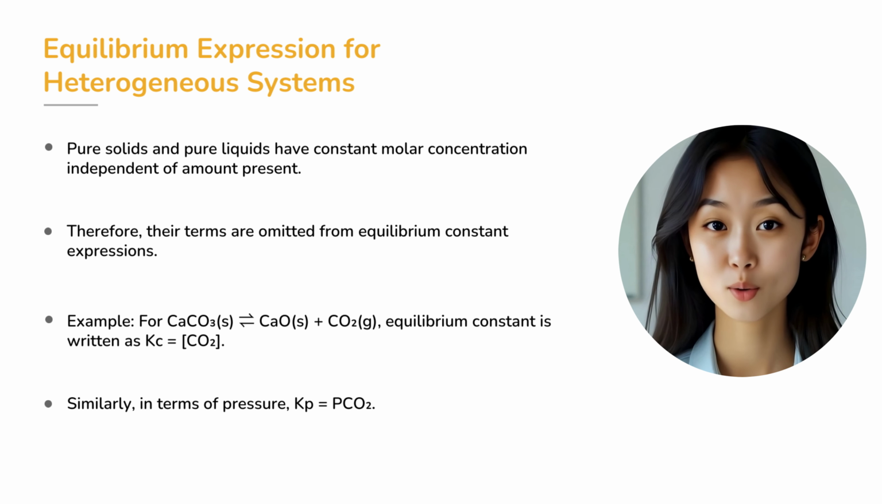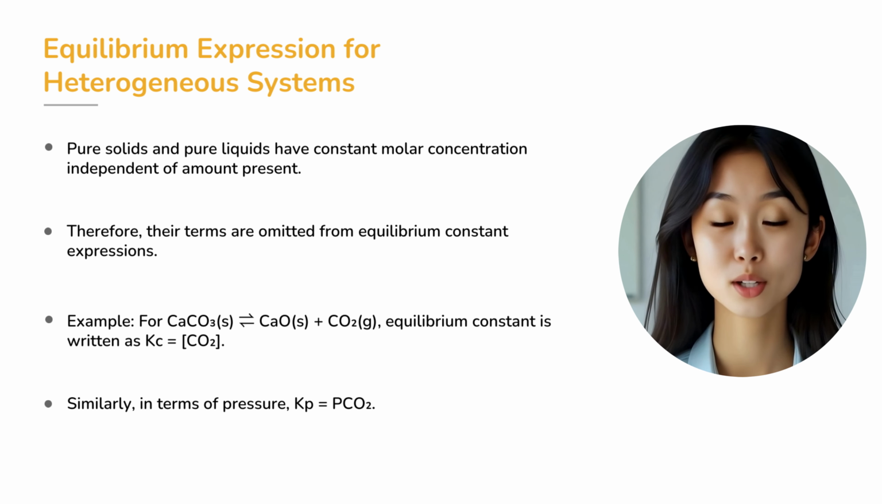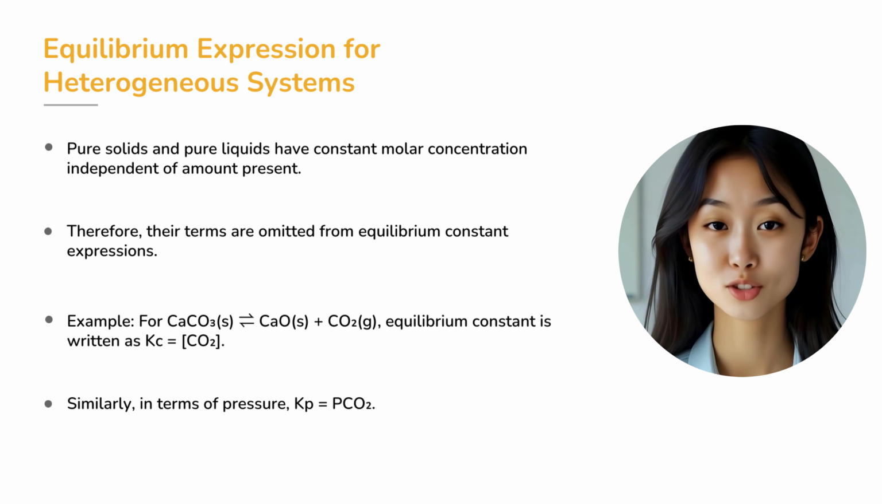Now, how do we write the equilibrium constant for such systems? Here's the key point. Pure solids and pure liquids have constant molar concentration, so we do not include them in equilibrium expressions. For example, take the decomposition of calcium carbonate. CaCO₃ solid gives CaO solid plus CO₂ gas.